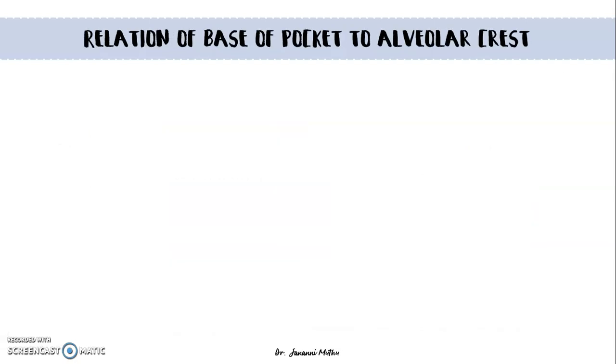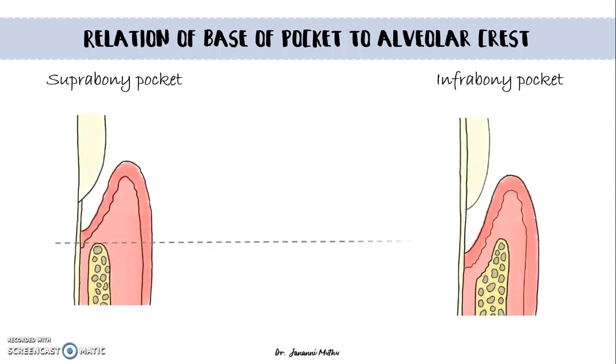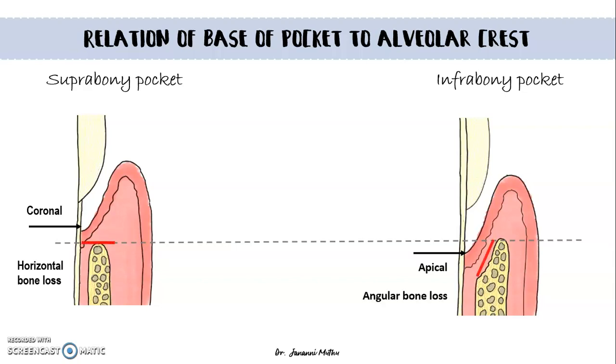Moving on to classification of pockets based on relation of base of pocket to alveolar crest. Consider this the level of alveolar crest. In suprabony pocket, the base of the pocket will be coronal to the crest of the alveolar bone. Whereas in infrabony pocket, the base of the pocket will be apical to the crest of the alveolar bone. In suprabony pocket, the pattern of bone loss will be horizontal, and in the infrabony pocket, the pattern of bone loss will be angular.